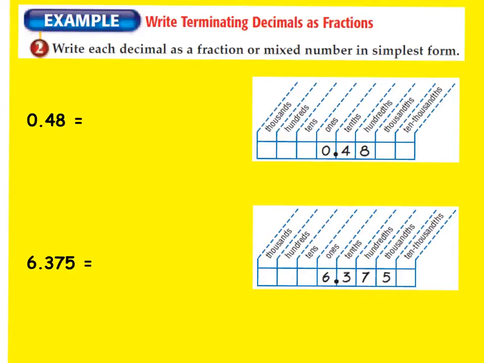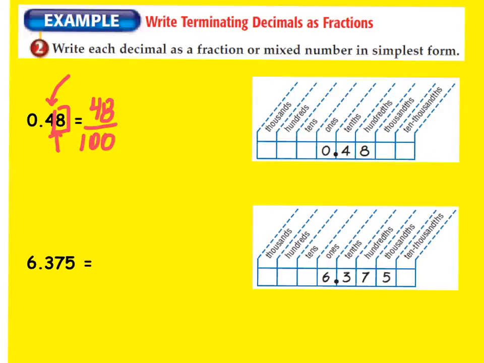So this first example is kind of already done for us. At least it's placed into the chart. So what we want to do is we just want to read whatever number is after that decimal point. It's a 48. That's what goes in the numerator of our fraction. And then in order to figure out what goes in the denominator, you want to look at the number that is in the last place. And that would be the hundredths place. And so that means we put a 100 on the bottom.